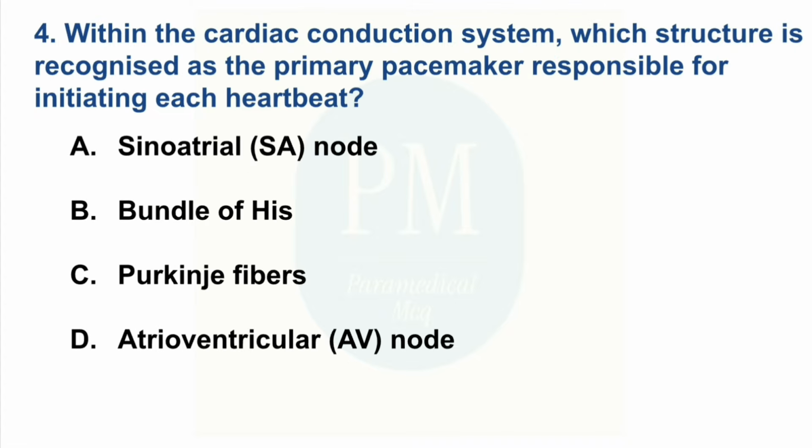Within the cardiac conduction system, which structure is recognized as the primary pacemaker responsible for initiating each heartbeat? Option A. Sinoatrial SA node. Option B. Bundle of His. Option C. Purkinje fibers. Option D. Atrioventricular node AV. The correct option is option A. Sinoatrial node.